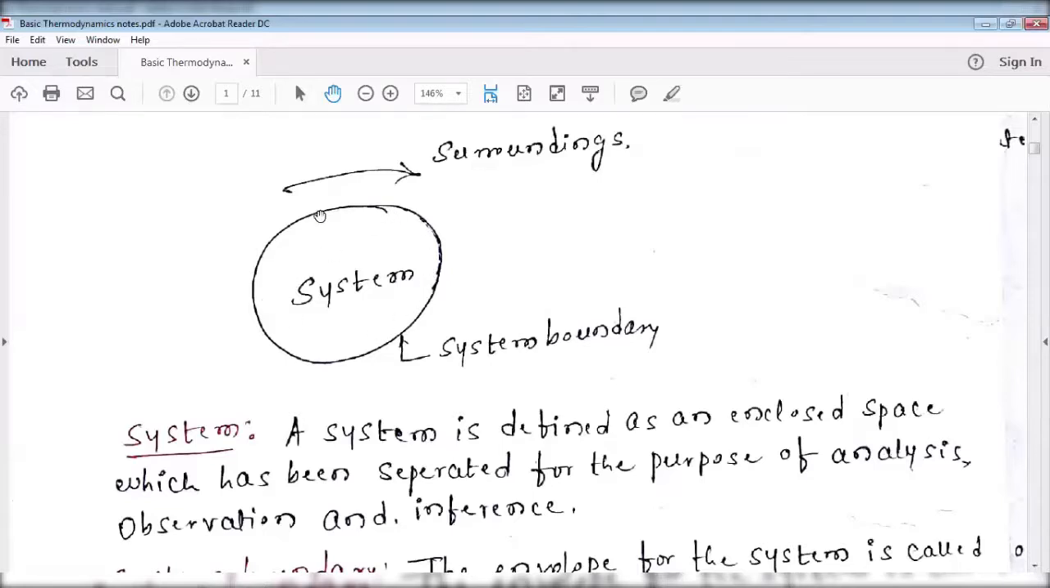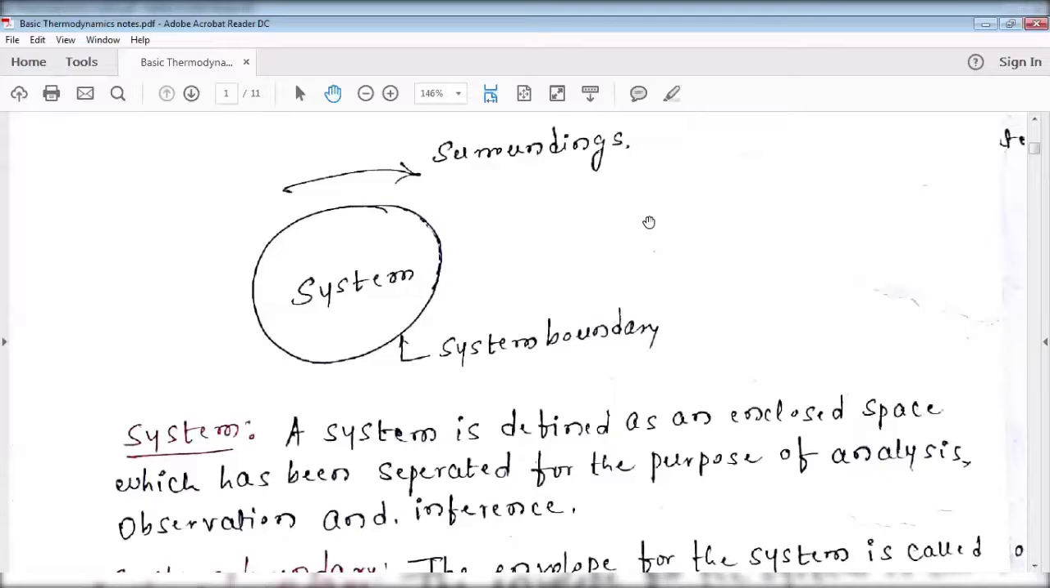Yes, your mobile is covered by a cover, that is called a system boundary. Whatever the space outside the cover, all that space comes under the surroundings. Whether it is 1 kilometer, 2 kilometers, 3 kilometers or 100 kilometers, that comes under the surroundings. Even though many devices and equipment are there in the surroundings, all of those come under the surroundings.